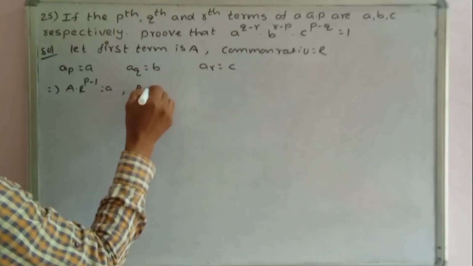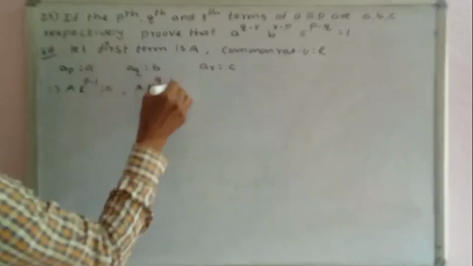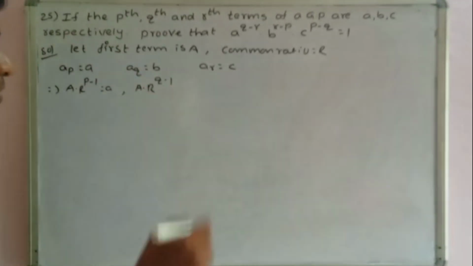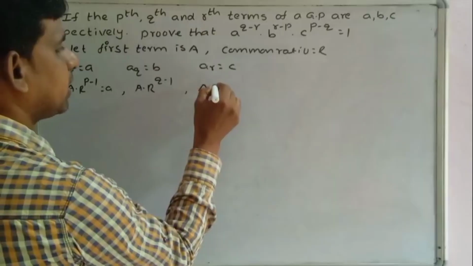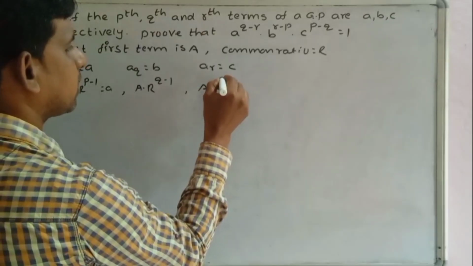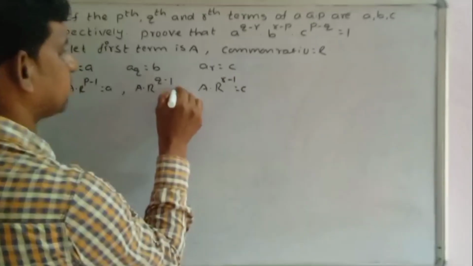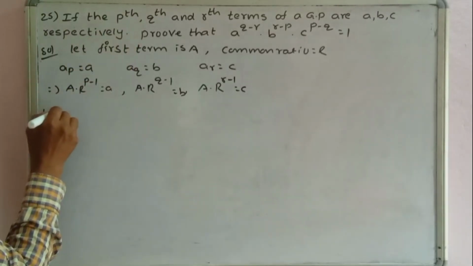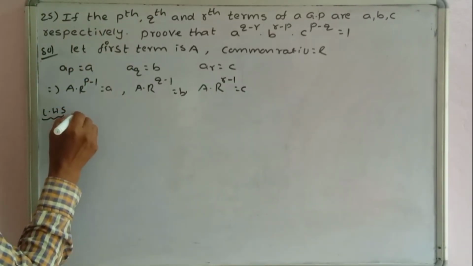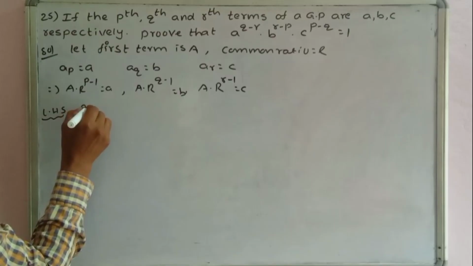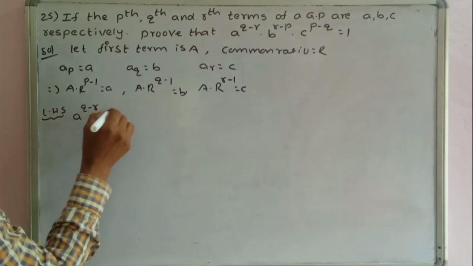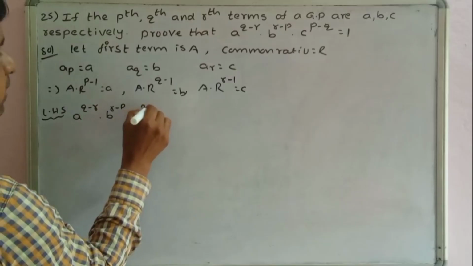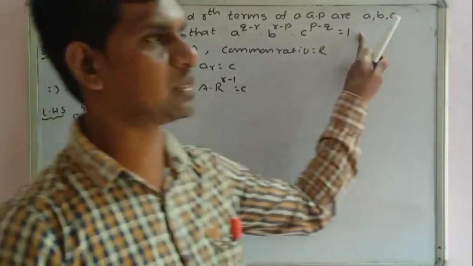Okay. So the Qth term is A into R power Q minus 1, actually A into R power n minus 1 where n is Q. So the Rth term, A into R power R minus 1, equals C. This is B. Okay. So now, what is the LHS? The LHS is A power Q minus R, B power R minus P, C power P minus Q. Now we will prove that this value is 1.